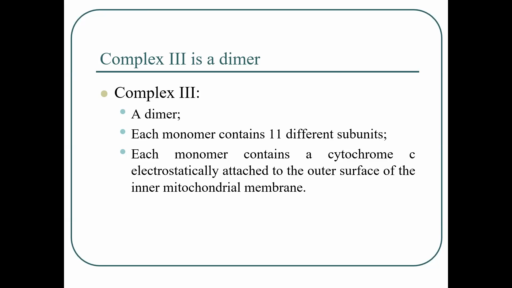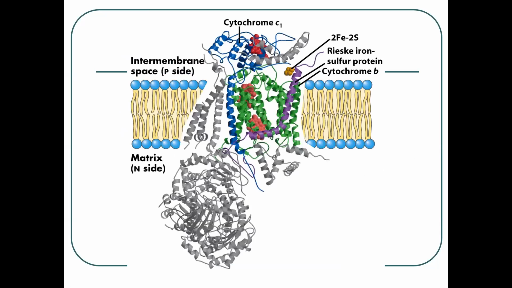And the cytochrome c is a peripheral membrane protein. It'll be attached to the outer surface of the inner mitochondrial membrane. The electrons from ubiquinol go through complex 3 to cytochrome c. Cytochrome c is going to be the electron taxi to complex 4.